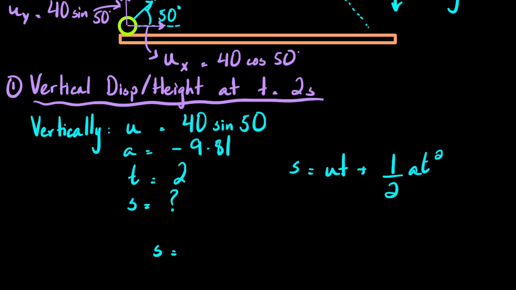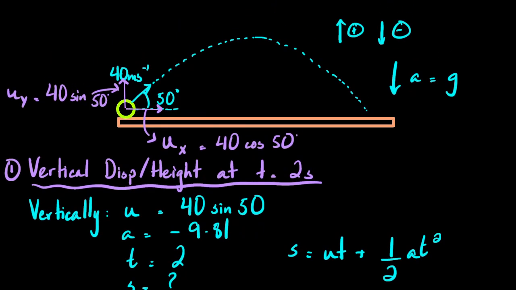And by doing so, the answer you get for s is 41.66. So 42 meters, correct to 2SF, right? And since this is positive, this means that we are upwards of where we started out from, and this is pretty basic to see. At no point in our journey do we actually go below the starting point. So we must be at some position here like this.